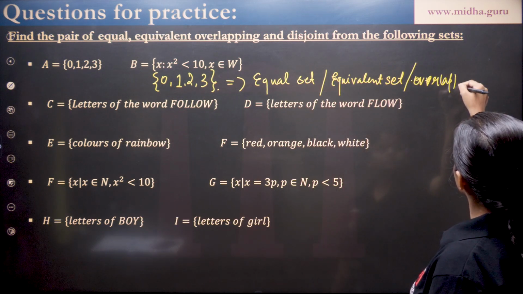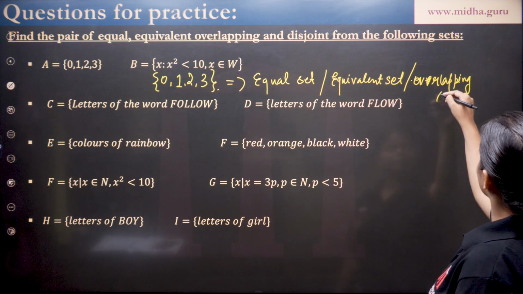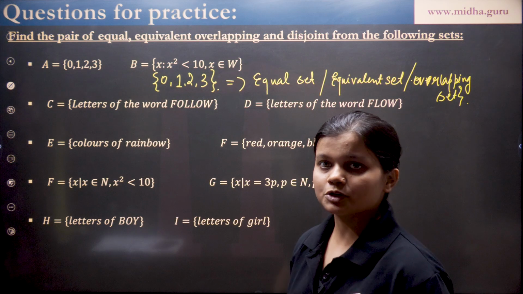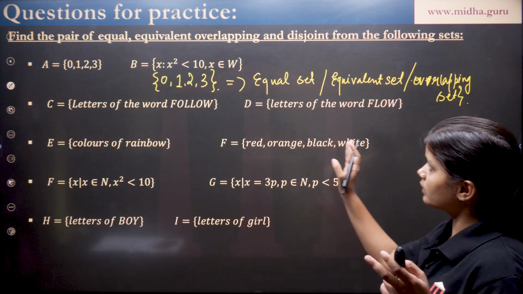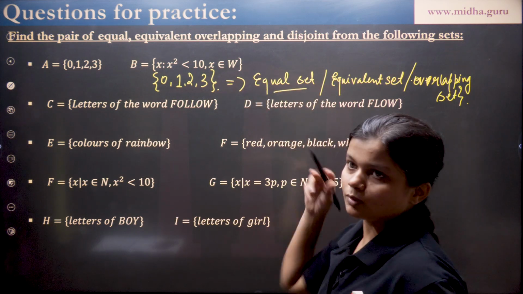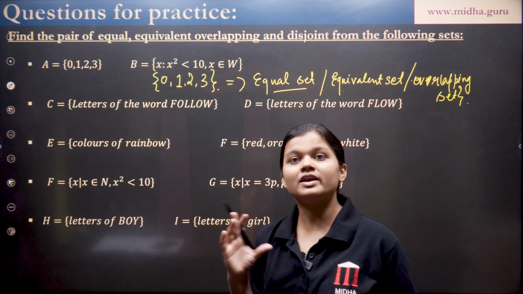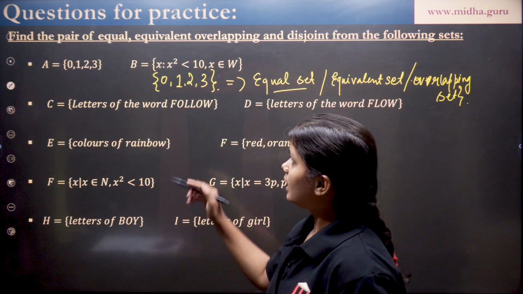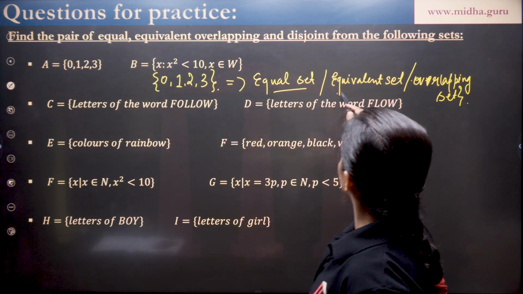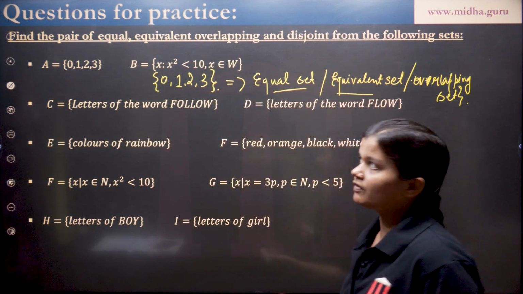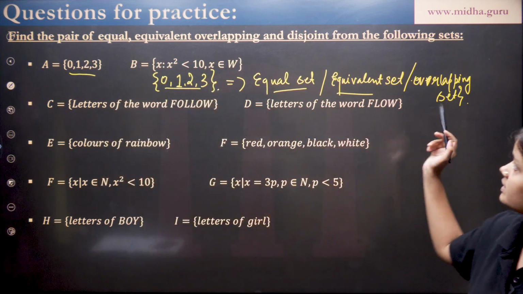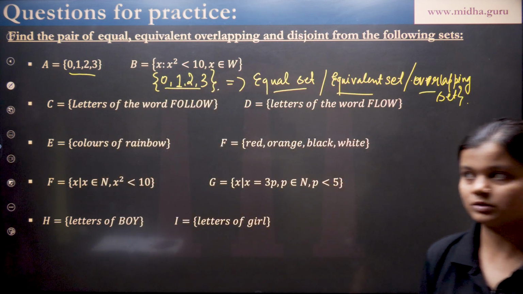Overlapping set, because in an overlapping set at least one element should overlap, but here all the elements overlap, so it is also known as an equal set. Equal sets are those sets in which the number of elements and the elements both are the same. Equivalent sets are those sets in which the number of elements are equal. So here 4 elements and here also 4 elements, so it is an equivalent set and an overlapping set also.